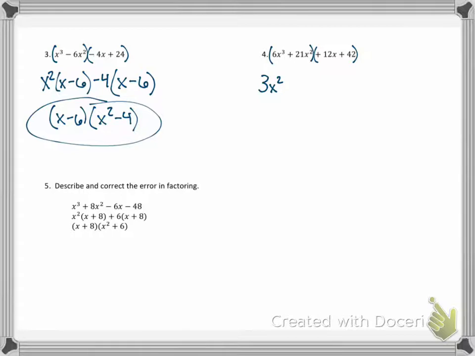That makes it just a little bit harder to work with. So we're going to stick with integers only. If I take a 3x squared, divide out of both terms, I'm left with 2x plus 7.